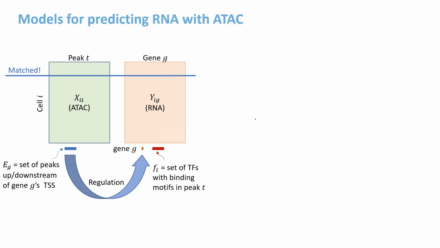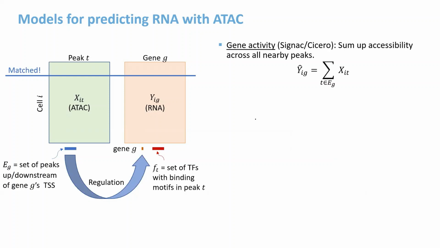So we started with a very simple task that is also carried out in a very standard way by a lot of methods. That is, can we come up with a model that can make a good prediction of the gene expression from the peak accessibility? So for example, the Signac, Seurat and Cicero methods, basically they just sum up all the accessibilities in the vicinity regions of the gene as what they call a pseudo gene activity. Okay, so this is how they make a prediction of the gene from the ATAC space.